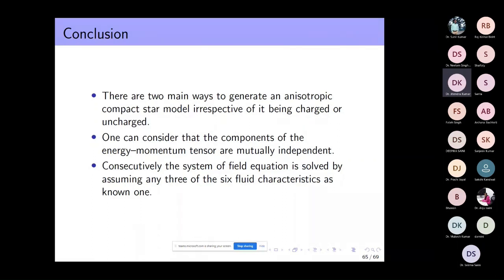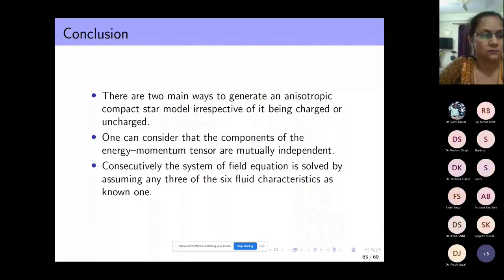Some authors assume lambda, nu, delta. Some assume lambda, nu, q. Some assume pr, delta, qt, and so on. So accordingly, some assume any three, and the other three are found. In that manner, we can establish the anisotropic model as well as isotropic models by assuming these three.